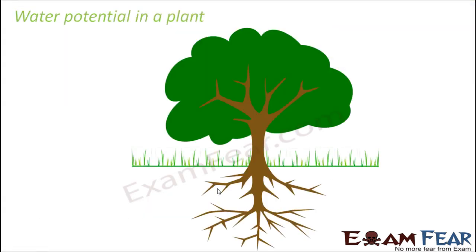Now let us see the significance of water potential in a plant. Where do we actually make use of water potential? If you look at a plant, the direction in which water moves is this. Water moves up against the concentration gradient. Now you will understand the concept. How is it possible that water moves against gravity?